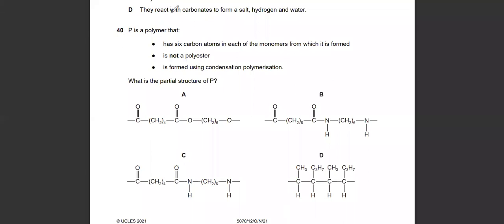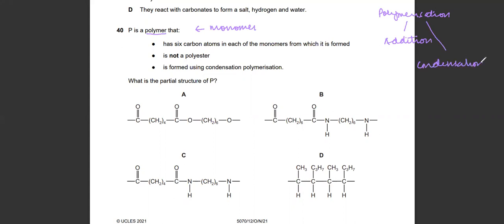Coming to the last question, question number 40. P is a polymer, which is definitely made from a monomer, right? And there are two types of polymerization in our syllabus. Number one, addition polymerization, and number two, condensation polymerization.